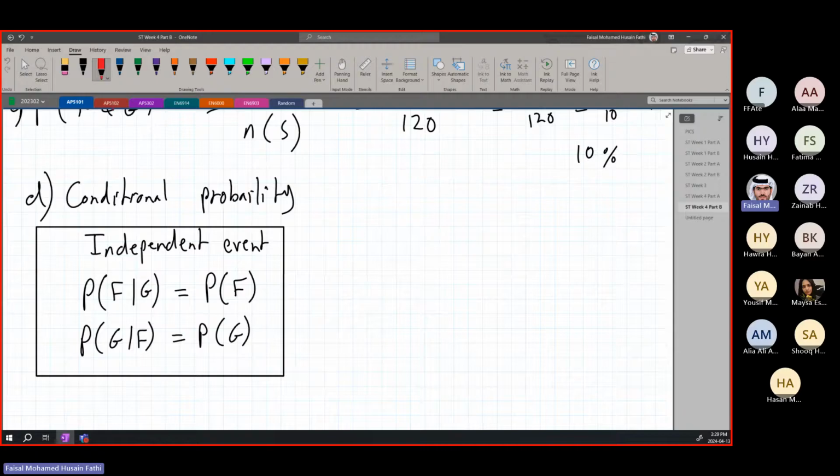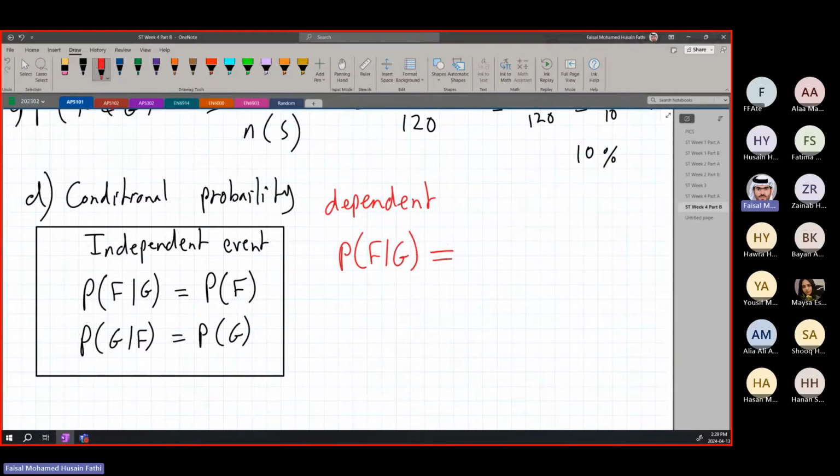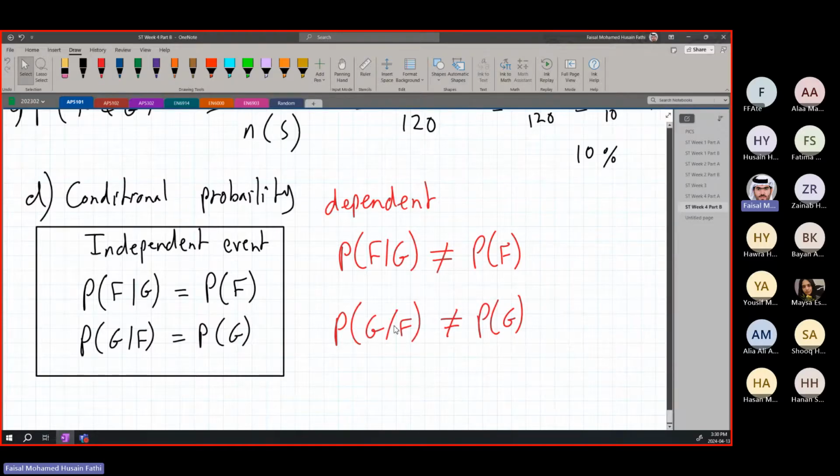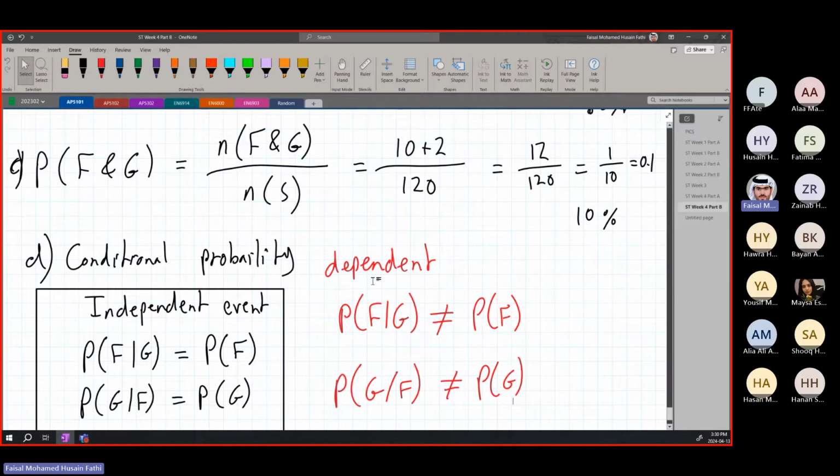So how can we check if something is dependent? If the opposite is true. So if P of F given G is not equal to P of F, or P of G occurring after F is not equal to P of G. Obviously, you could just solve one of these equations, but both can be used to solve this. So let us determine this.